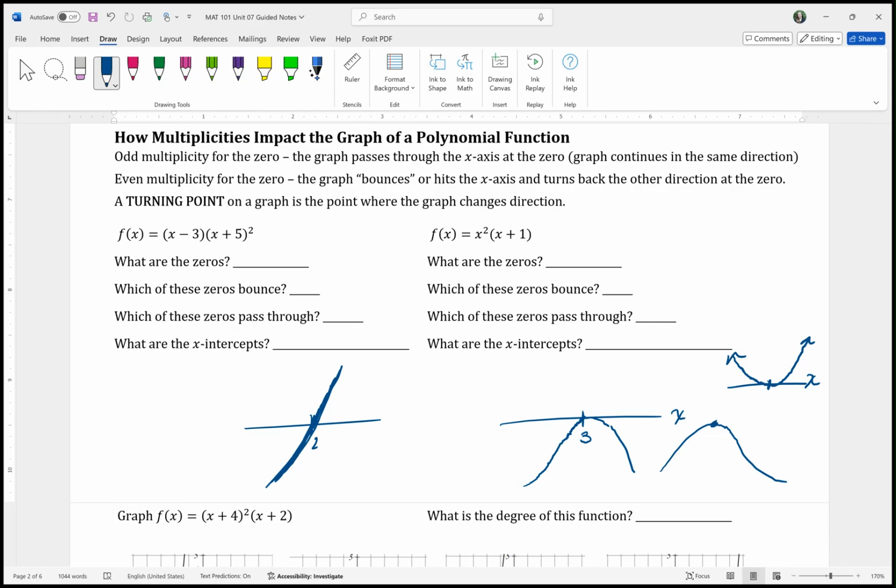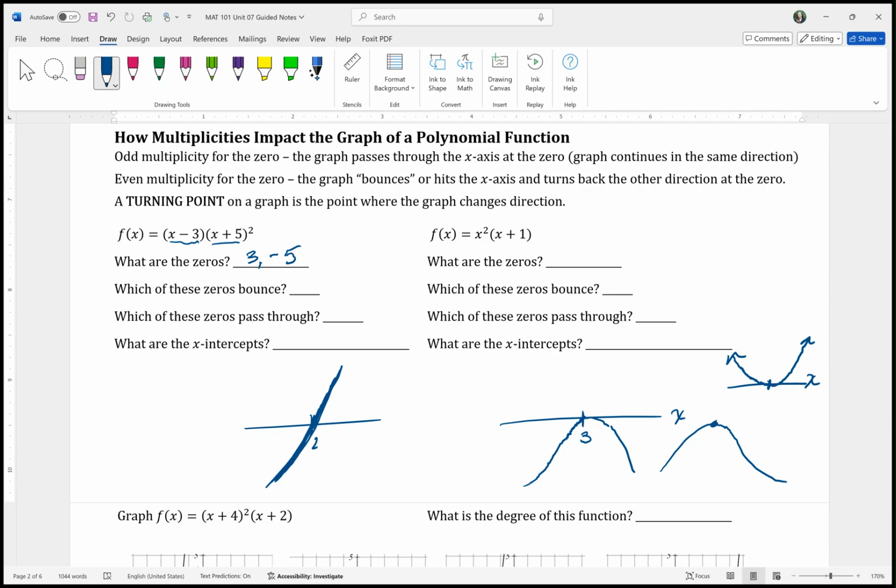So f of x equals x minus 3 times x plus 5 squared. First question, what are the zeros? Again, remember the zeros are taking each factor and setting it equal to 0 and solving. By now, I'm hoping that you know the pattern and that if you take x minus 3 and set it equal to 0, you're going to get 3 out of that. Same thing with the x plus 5. If you set that equal to 0, you're getting negative 5 out of that.